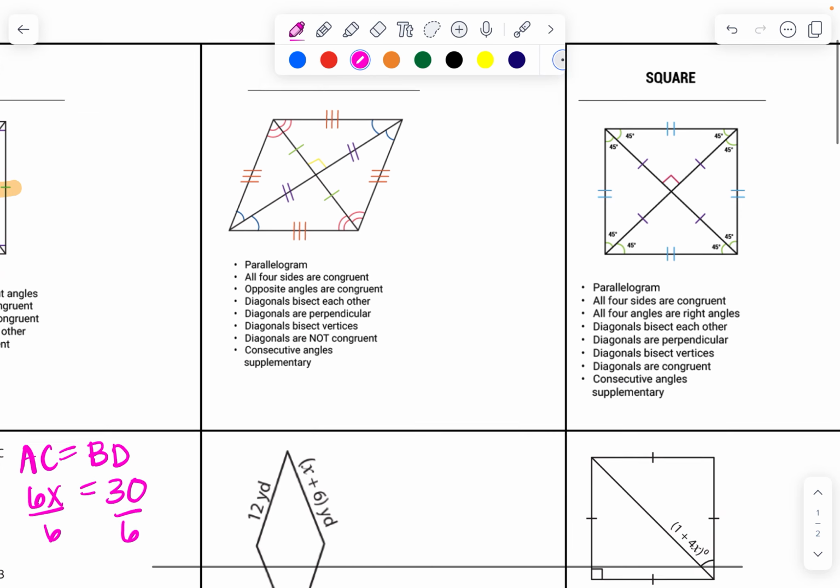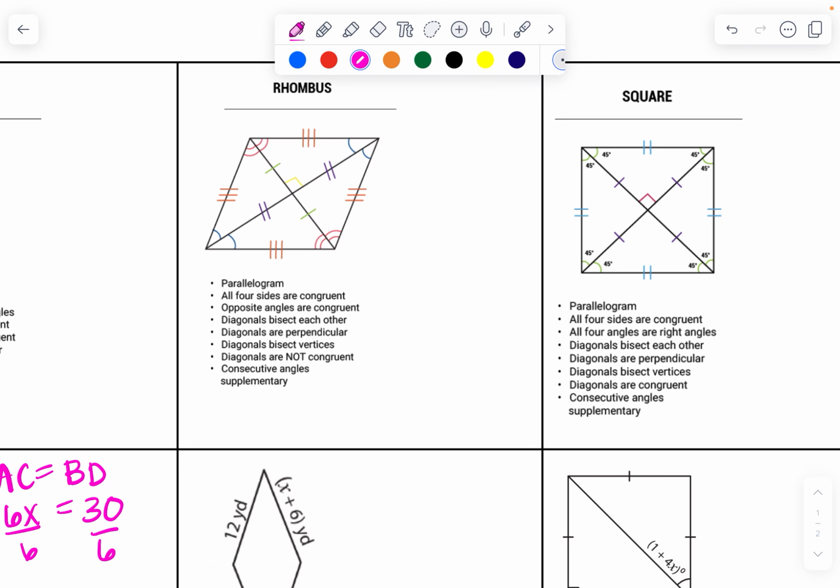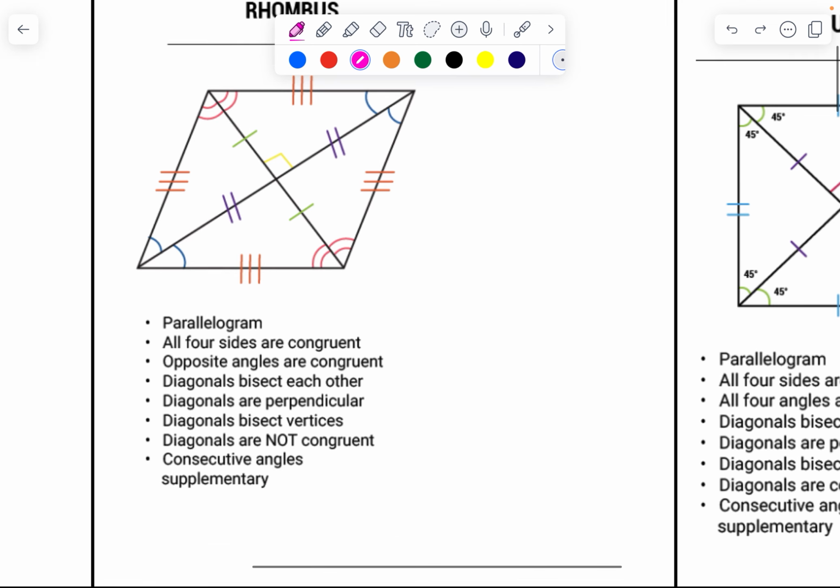All right, let's look at rhombuses. A rhombus is also a parallelogram, so again, all the parallelogram properties are true about a rhombus, but a rhombus has 4 congruent sides. So all 4 of these sides are the same. Opposite angles are congruent, we already knew that. Diagonals bisect each other, we already knew that from a parallelogram. The diagonals are perpendicular, so that means this middle angle is 90.